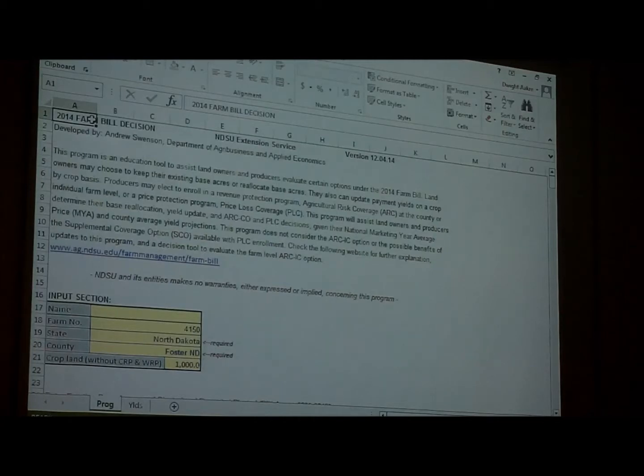And by the way, you can download this at this website, ag.ndsu.edu. And I would check back periodically to see if there's a newer version on it.